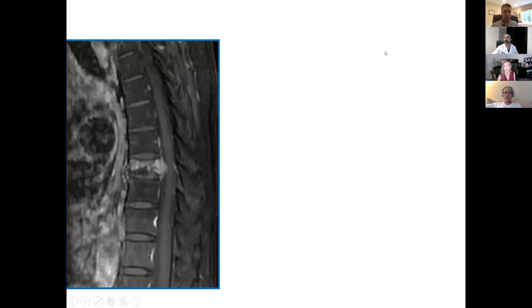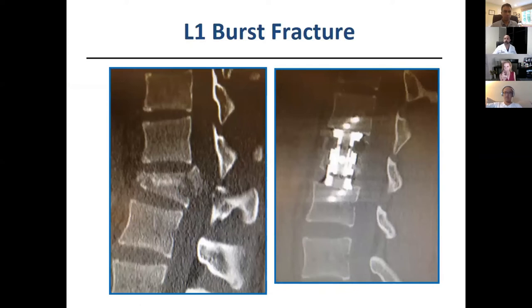Hey, Ali, maybe you and Jonathan could comment on when you would do fusion versus when you would do a percutaneous stabilization with eventual hardware removal. Yeah, sure. Jonathan, what are your thoughts on what Coy just mentioned? When would you use perc screws for these?